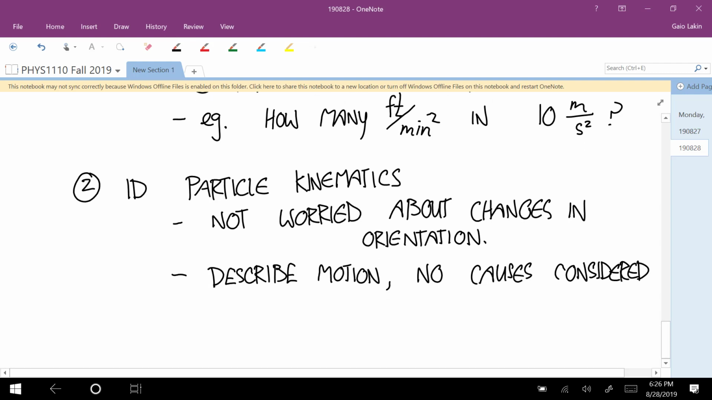And this is primarily a relationship between time, position, velocity, and acceleration.